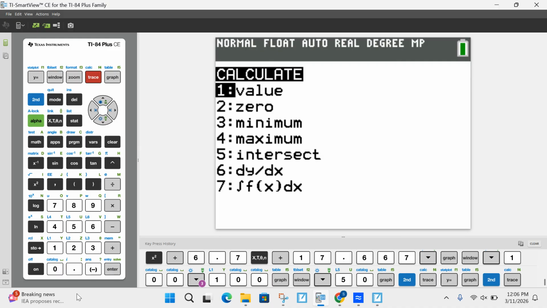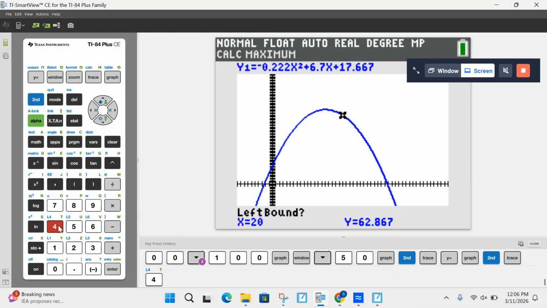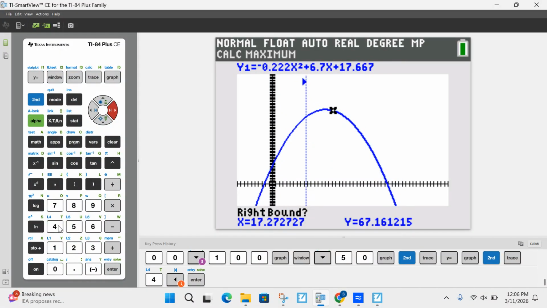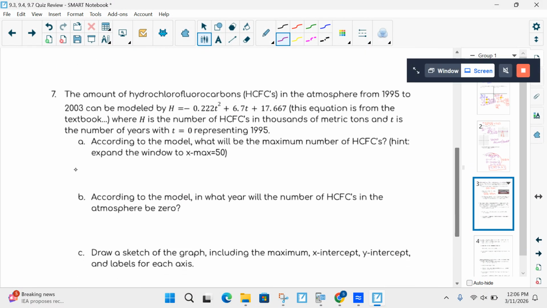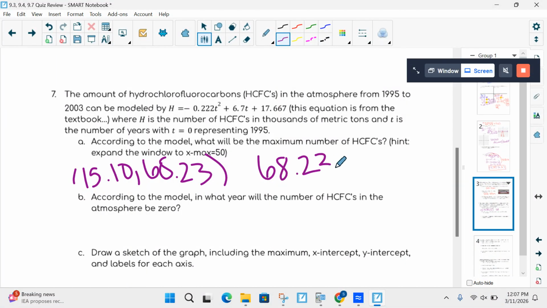So I'm just going to quickly show the maximum for the video. I'm going to go to the left bound, enter, right bound, enter one more time. So 15.1 and then 68.23. But the answer to the question is 68.23 thousand metric tons. Yeah, you need to find the 0 for the next part.